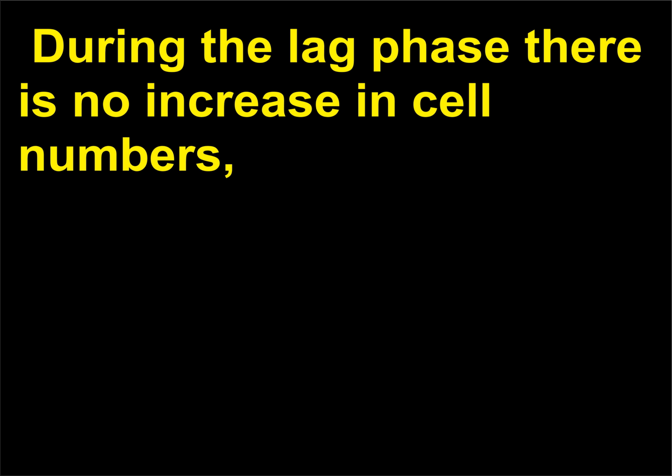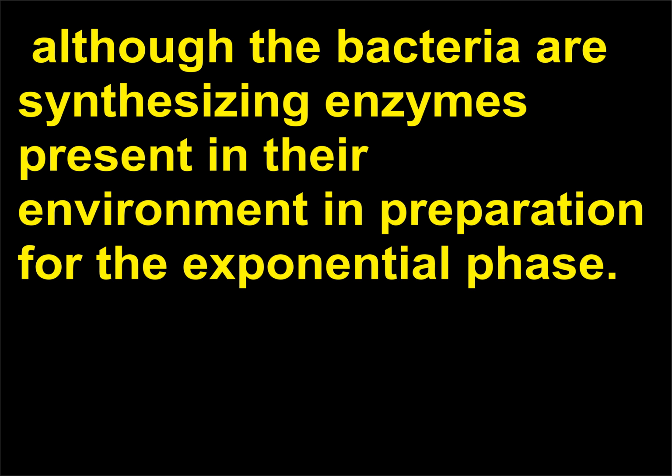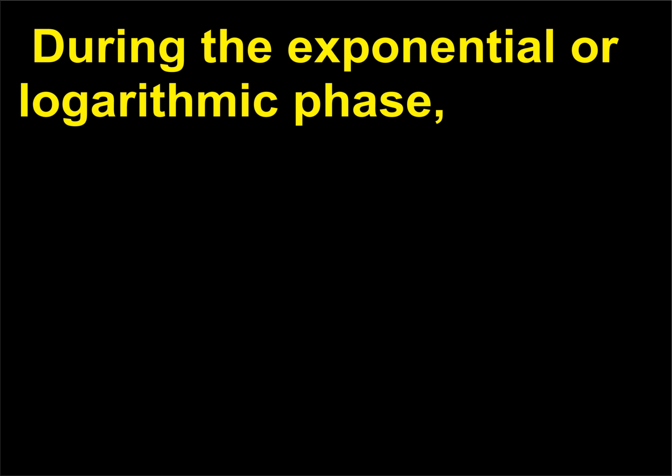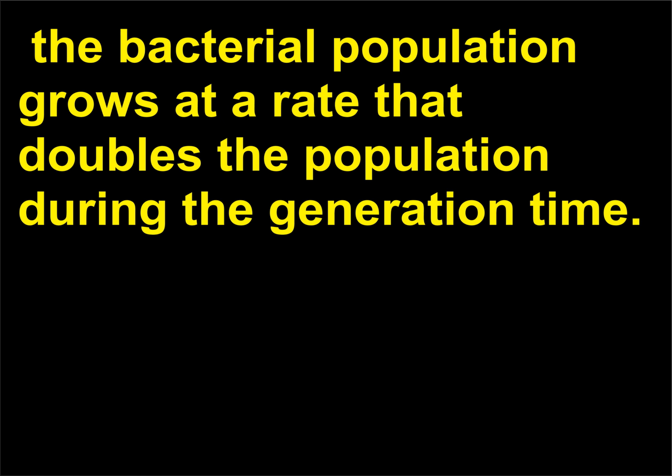During the lag phase there is no increase in cell numbers, although the bacteria are synthesizing enzymes present in their environment in preparation for the exponential phase. During the exponential or logarithmic phase, the bacterial population grows at a rate that doubles the population during the generation time.